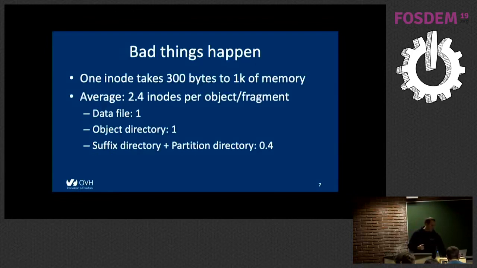But we have a lot of inodes, and this is where we start to have issues. One inode with XFS takes about 300 bytes to 1 kilobyte of memory when it's in the cache, and we have an average of 2.4 inodes per object or fragment. We have one for the data file, one for the object directory, and the partition and suffix directories count for about 0.4.